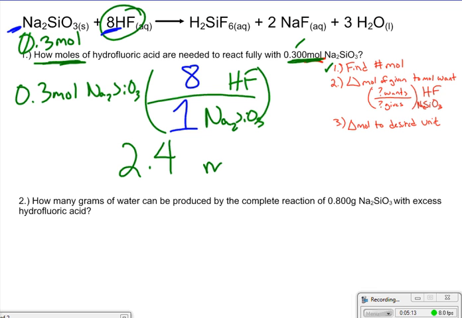2.4 moles of, we got rid of this, we got rid of that, so it's moles of hydrofluoric acid, HF. Check. Change moles to desired unit. So what unit were we asked for? We asked for moles. So I don't need to change this. So we're done with that too. So we are actually done with this problem. All that's left is to check our sig figs. I see 1, 2, 3 sig figs. I need one more sig fig, so we'll add a 0.